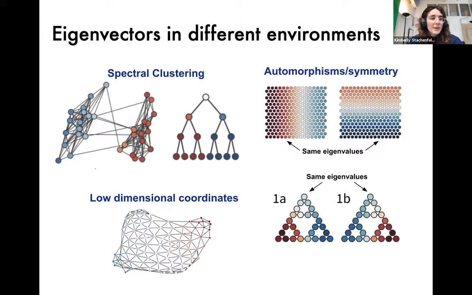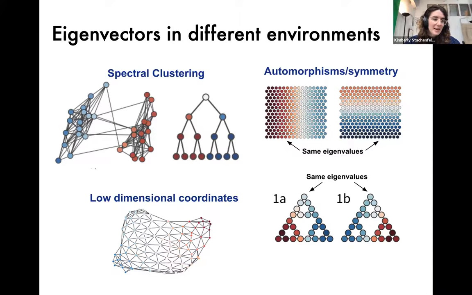So one of the things that I mentioned was nice about compression is that it can capture the structure of your environment in a succinct way. So this manifests differently in different types of environments. If we look at the top left, you can see that in environments with clusters, the first non-trivial eigenvector will partition your graph environment into different clusters. And this is used in spectral clustering techniques if you've learned about some of those in your machine learning courses.